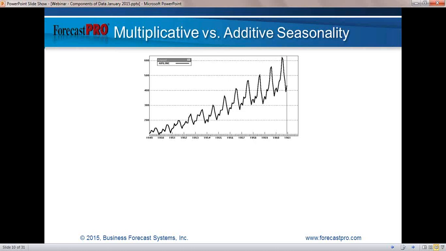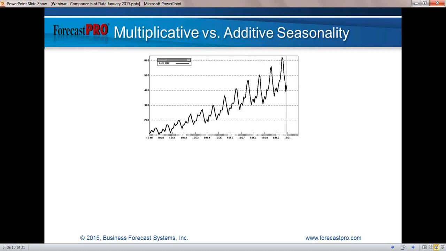If we have a multiplicative approach, where we're multiplying these factors in, we get this kind of fanning out. As the series grows, we're taking 20% of a bigger and bigger number, so as the series moves upwards, the seasonal variation grows as well. The quick way to think about this is that the seasonality is a percent. Okay, so it's a percentage-based approach.